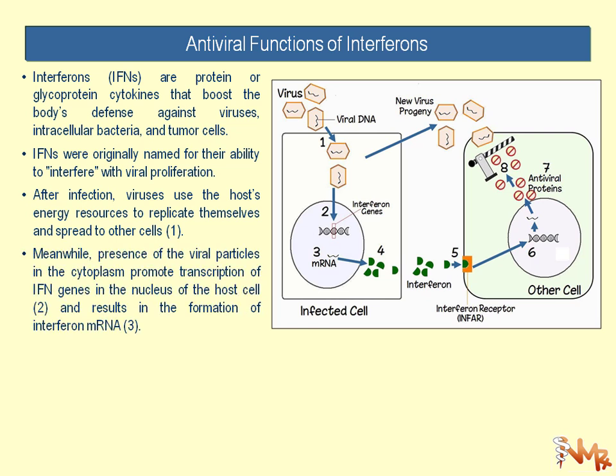Meanwhile, the presence of viral particles in the cytoplasm of the infected cells promotes transcription of interferon genes in the nucleus of the host cell. This is event number two, and results in formation of interferon messenger RNA. That's event number three. Then the messenger RNA is translated into interferon in the cytoplasm of the infected cell, and it's released into the blood. This is events 4 and 5 together.